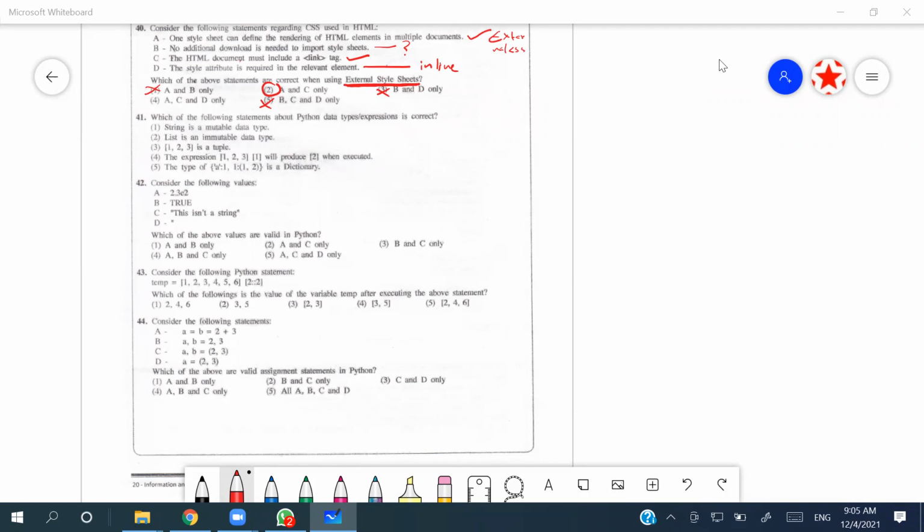So it is talking about: consider the following values. 2.3E2, true with all capitals, and this isn't a string with a double quote. A double quote is there. So they are asking which of the above values are valid in Python, right?